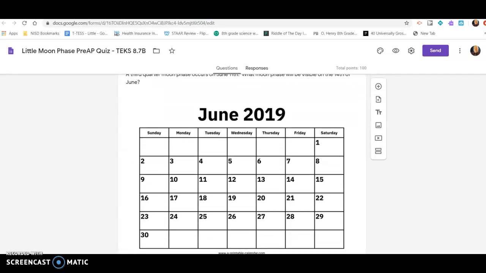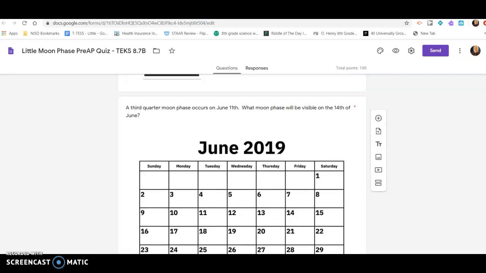Next question. A third quarter moon phase occurs on June 11th, right here. What moon phase will be visible on the 14th of June? So here you're going to put in the correct phase instead of a date. What type of moon phase is going to occur here if I have a third quarter moon phase occurring here?